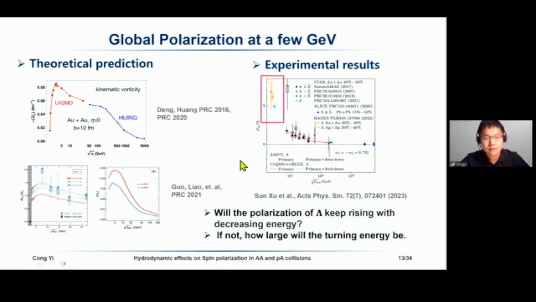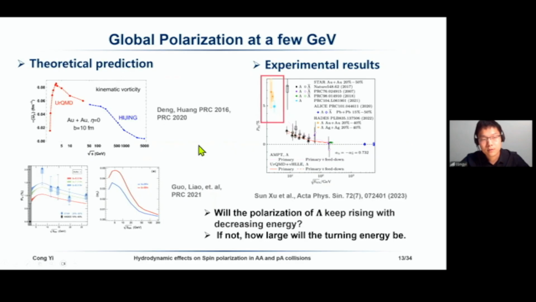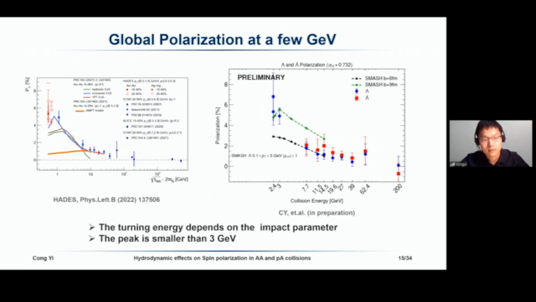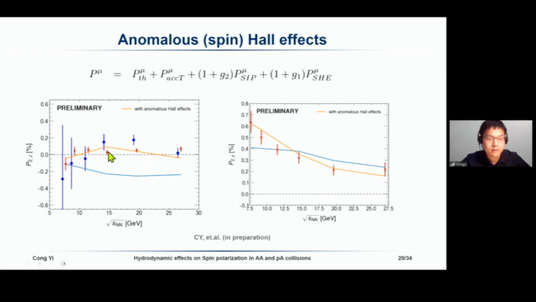At the high energy collision system, I think the spin Hall effect will be small, because at high energy collisions the baryon chemical gradient will be small. So this effect will be important at the lower collision energies. And for the reason why the anomalous Hall effect can explain the experimental data, I think we currently don't have a clear physics picture about this.